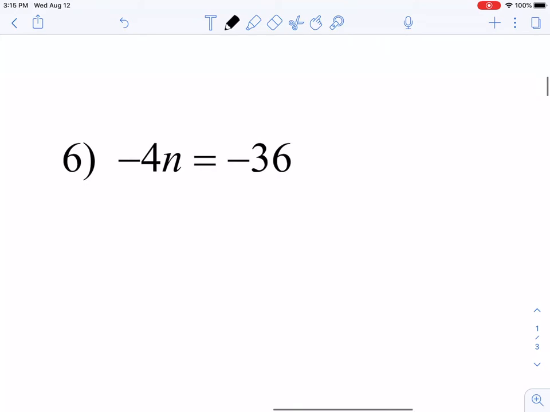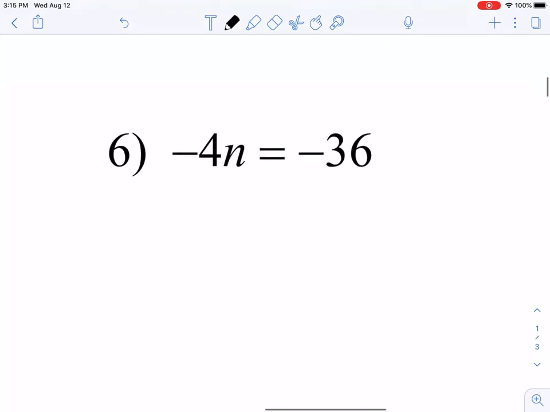For number 6, this is a one-step equation. We have a -4 multiplying with n. Whenever we see a number sitting next to a variable, it means they are multiplying. So I need to get n by itself, which means that in blue, I need to move this -4 that's multiplying. In order to get rid of multiplication, we divide.